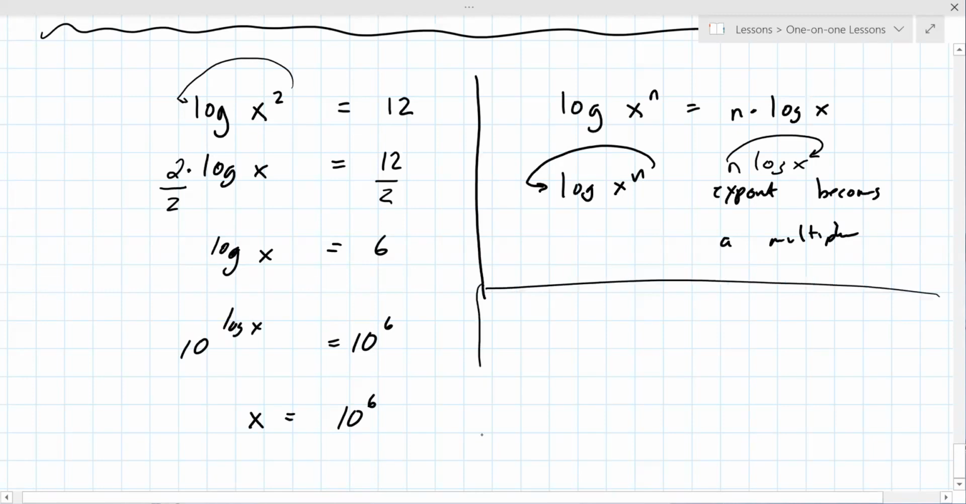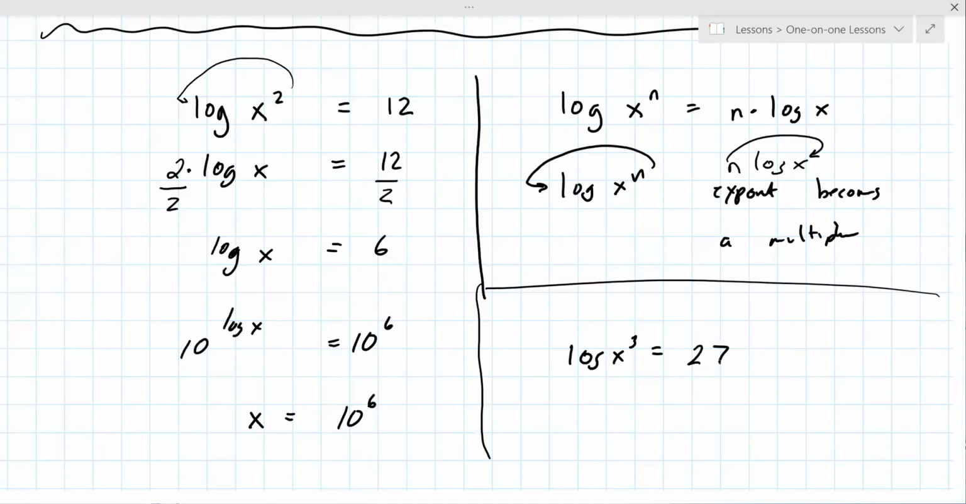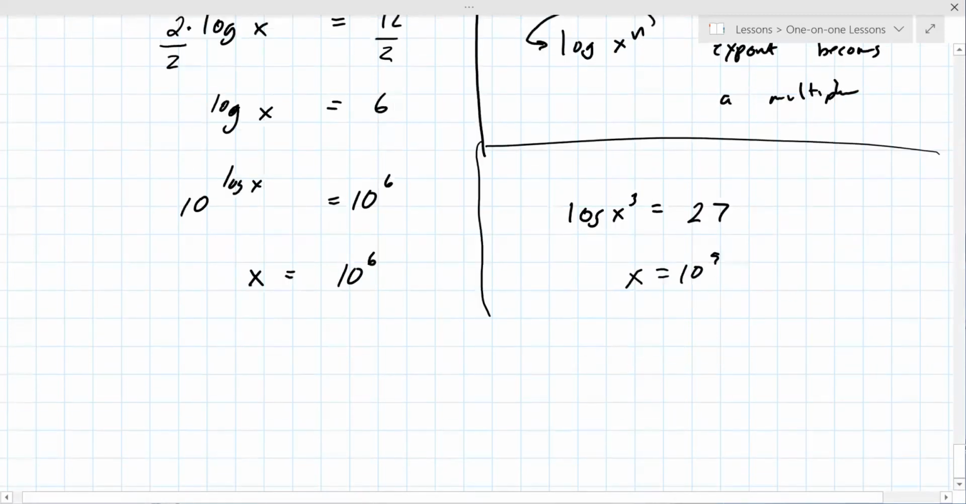So if you understood that, and I think you did, try this one here. Log of x cubed equals 27. X equals 10 to the 9th power. Yes. X equals 10 to the 9th. Very good. Okay. So that's pretty straightforward.